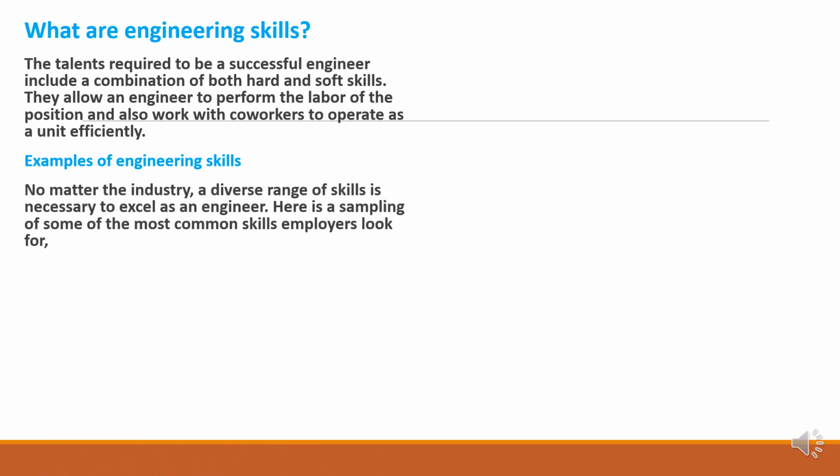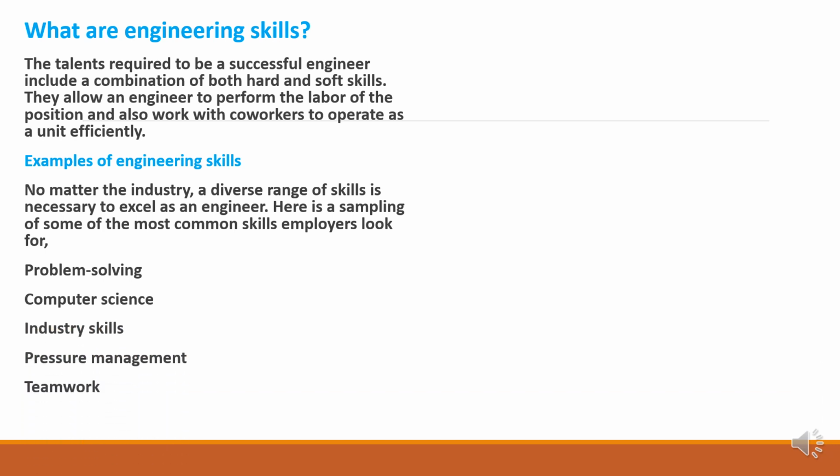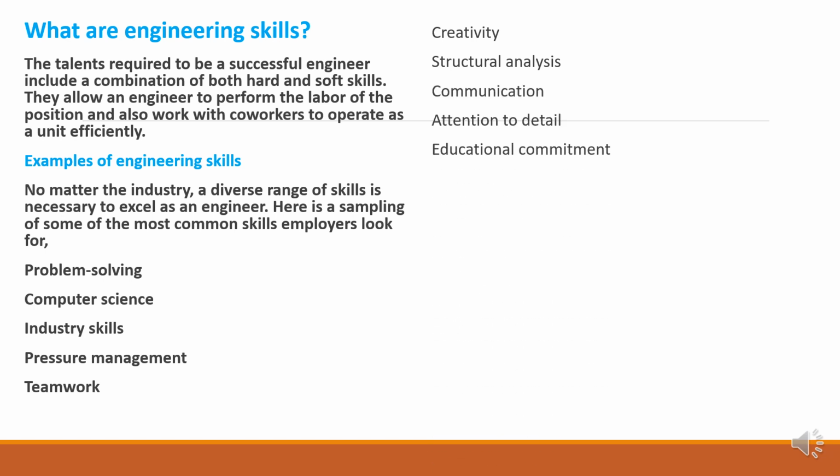Examples of the engineering skills. No matter the industry, a diverse range of skills is necessary to excel as an engineer. Here is a sampling of some of the most common skills employers look for. Problem solving, computer science, industry skills, pressure management, teamwork, creativity, structural analysis, communication, attention to details, educational commitment, data modeling, leadership. Now we go into detail about what I mentioned in the captioned items.